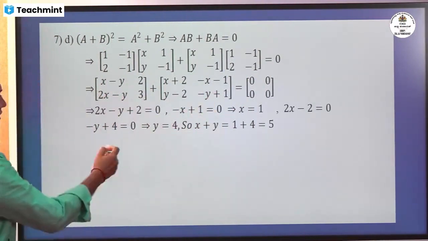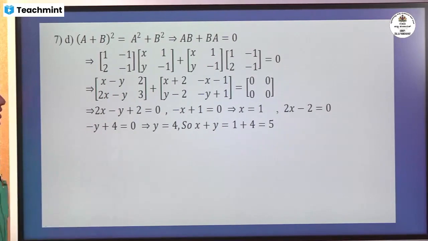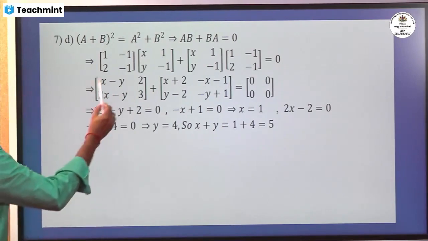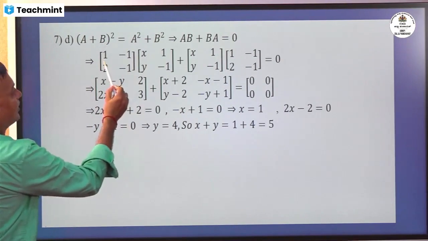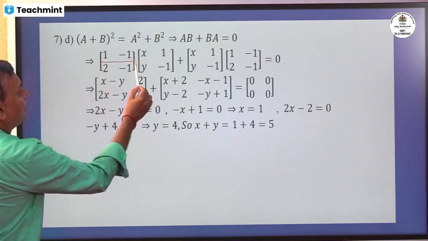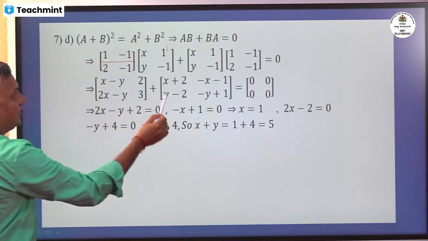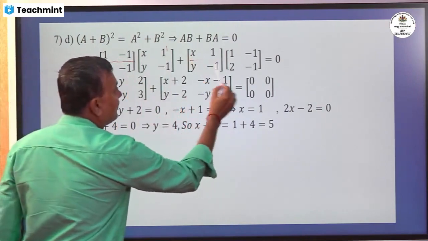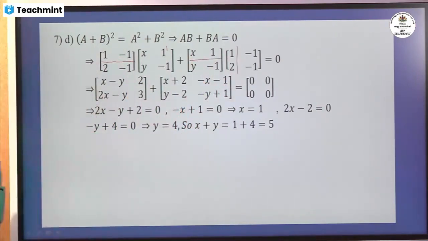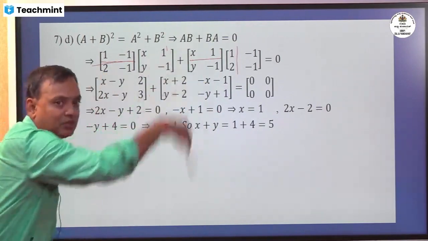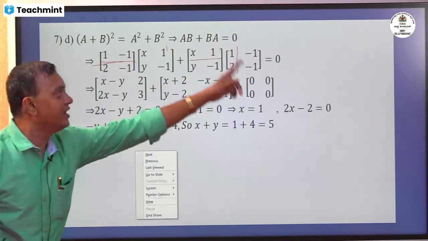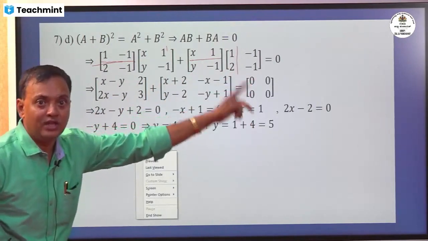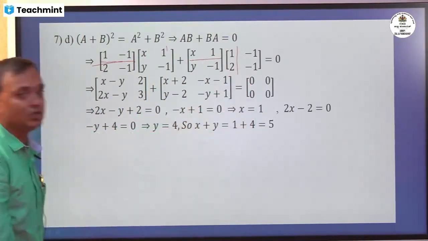Here I have multiplied everything. We need to multiply, correct. Multiply row with column: first row, first column, and so on. On multiplying like this, the right hand side is 0, not the usual 0, this is the 0 matrix of order 2 cross 2.